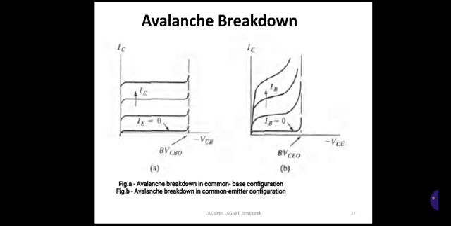We can understand these effects by considering breakdown for the condition IE equal to 0 in the common base case and IB equal to 0 in the common emitter case. Both are indicated in the figures. IE equal to 0 in figure A and IB equal to 0 in figure B. These conditions are implied by the O in the subscripts of BVCEO and BVCBO. Observe that O means IE equal to 0 in the first case and IB equal to 0 in the second case, that is, emitter current is 0 and base current is 0 respectively in figure A and figure B.